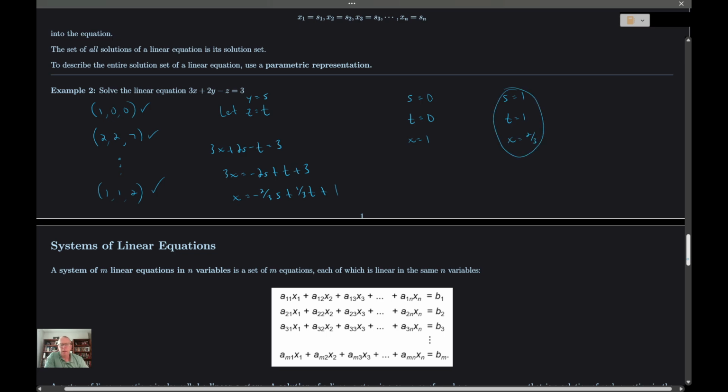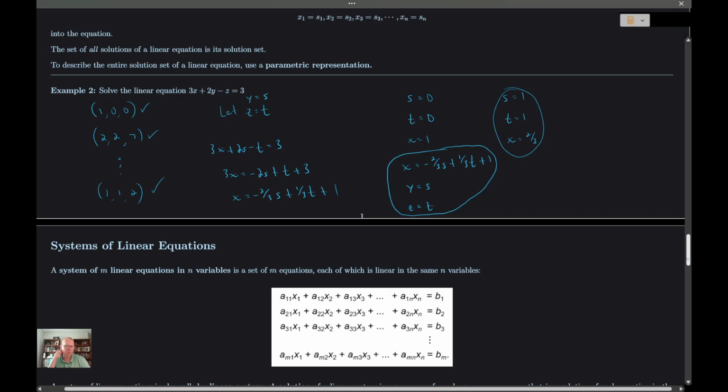So the solution set would be x equals negative 2/3 s plus 1/3 t plus 1, y equals s, and z equals t. And so there is our solution set. And so that's a parametric representation.